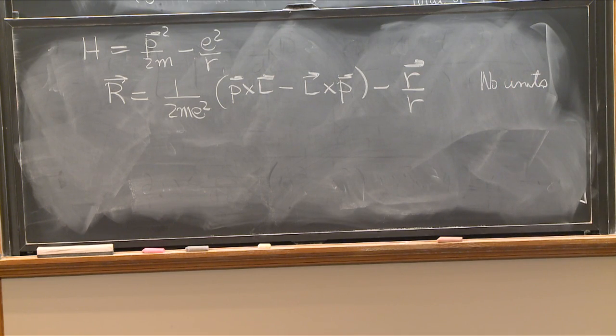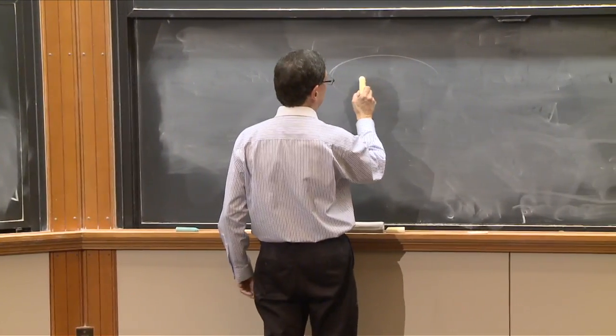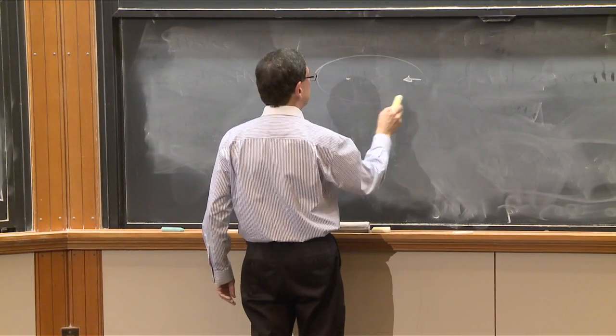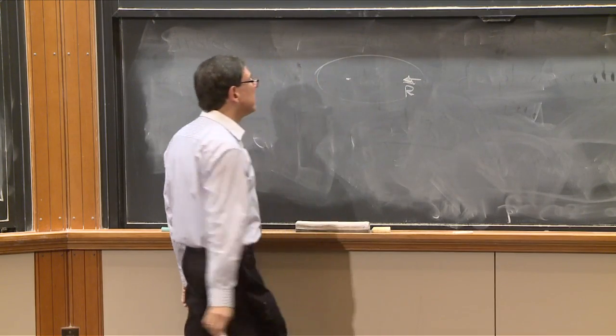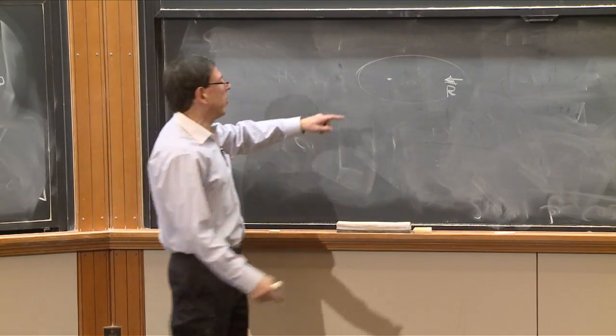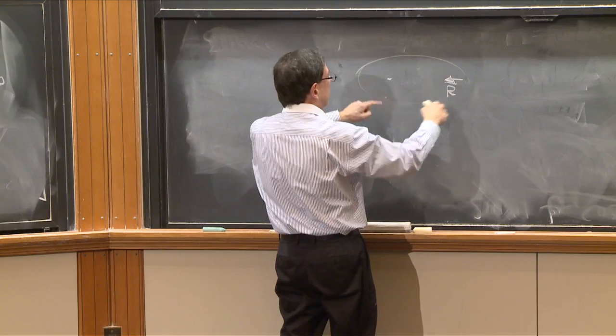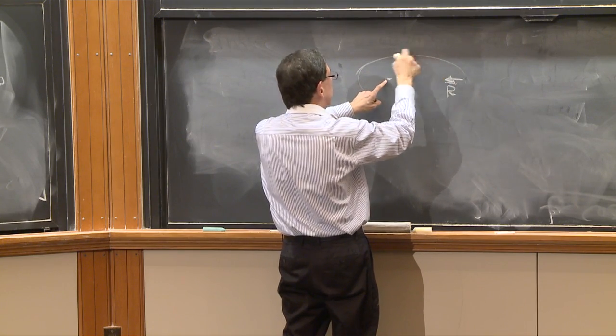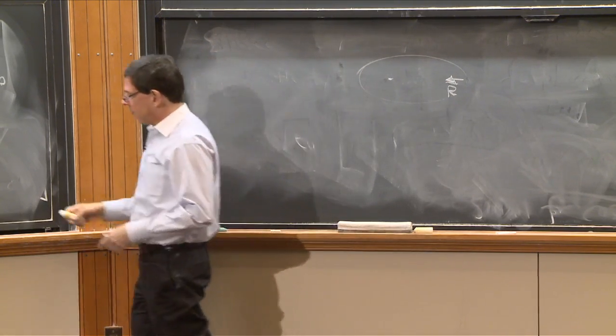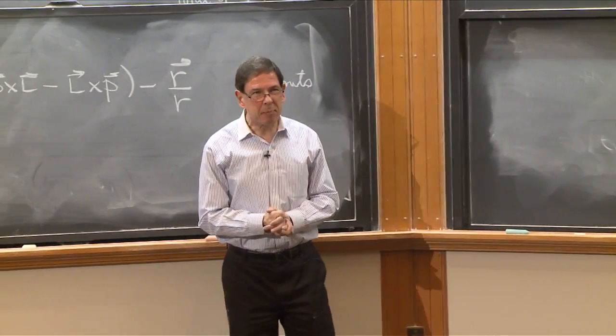It's a vector that you've learned has the interpretation of a constant vector that points in this direction, R, and it just stays fixed. Wherever the particle is going, classically, this is a constant vector that points in the direction of the major axis of the ellipse.